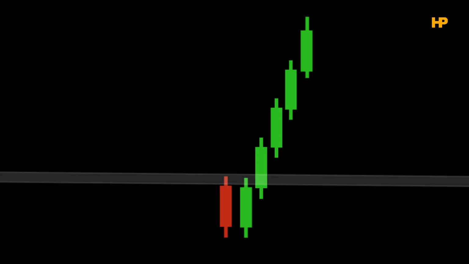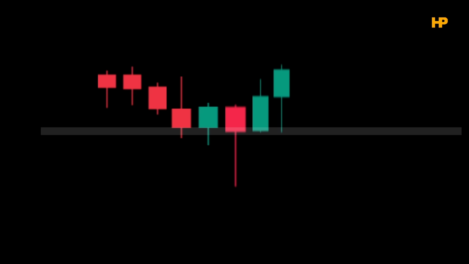This is the Asian session range on a 1-hour chart. At 8 a.m. Greenwich Mean Time, price breaks above 1.3820 with a strong bullish candle. The daily chart shows a bullish trend. The 15-minute chart confirms with a bullish engulfing candle. Entry taken long at 1.3825.